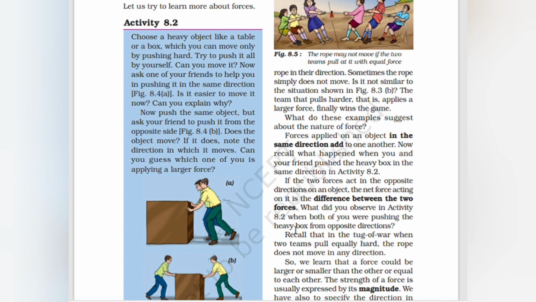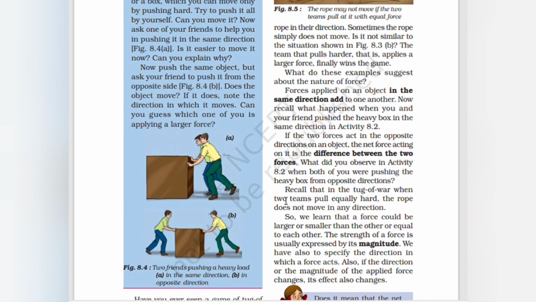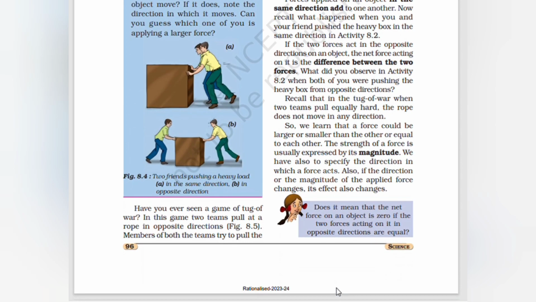What do you observe in the activity when both of you were pushing the heavy box from opposite directions? Recall that in the tug of war, when two teams pull equally hard, the rope does not move in any direction. So, we learned that a force could be larger or smaller than the other or equal to each other. The strength of the force is usually expressed by its magnitude. We also have to specify the direction in which a force acts. Also, if the direction or the magnitude of the applied force changes, its effect also changes.